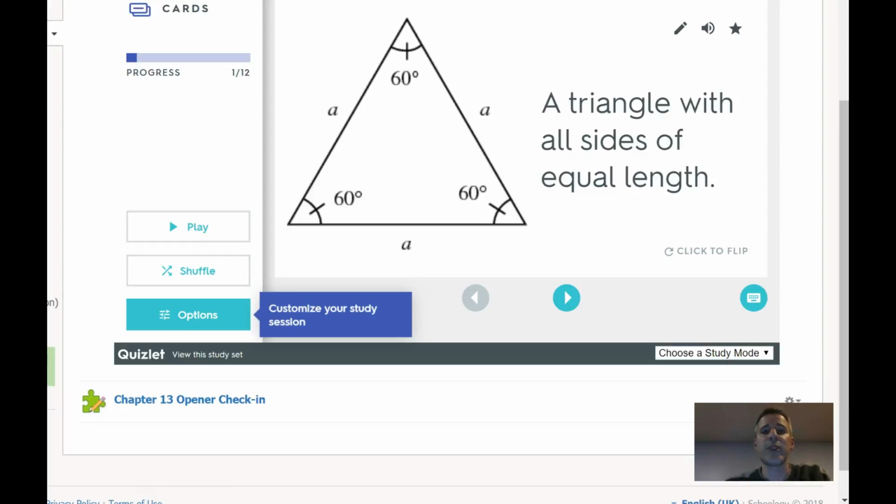After you're done with this, then you can go into IXL and work on those problems that you have from Mastery Connect.